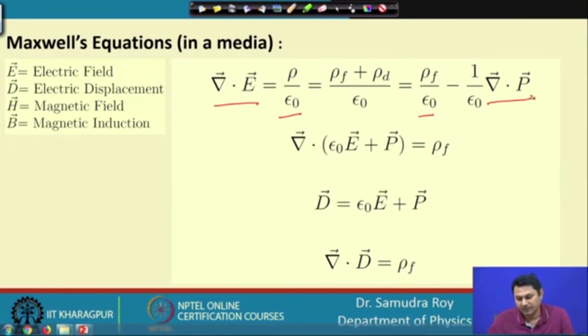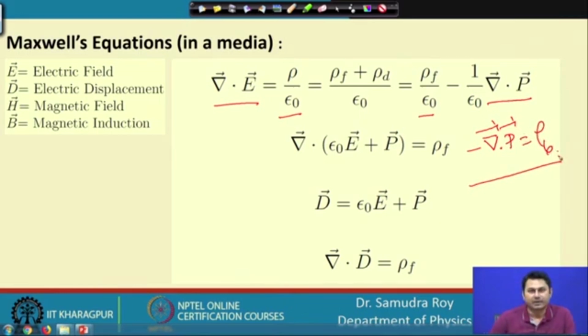This term, minus of grad dot P, is equal to rho d. This is a well known thing. So, minus of grad dot polarization is equivalent to the bound charge density. So, we just use this. After using it, we rearrange these things and we find this expression. After having this expression, I now write the displacement as D equals epsilon 0 E plus P.